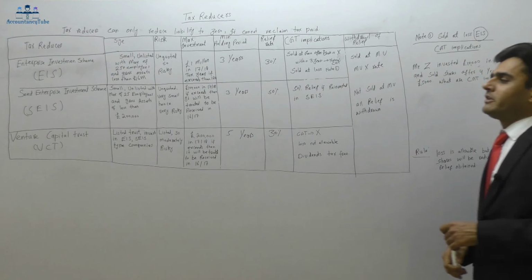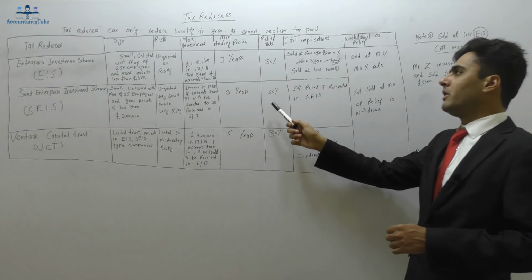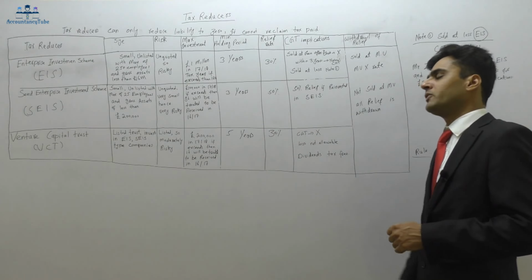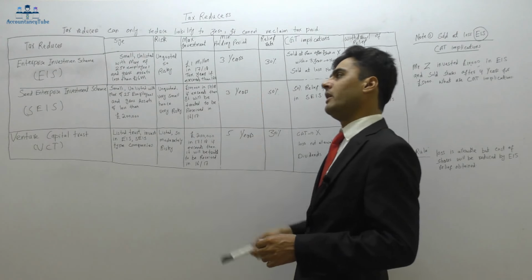All right. So because it is a very risky investment, HMRC says, I will give you more relief. That's why the percentage rate of relief in this case is 50%, because you are taking more risk. So if you're taking more risk, HMRC says we will give you more relief. Minimum holding period in this case is 3 years as well, just like EIS.